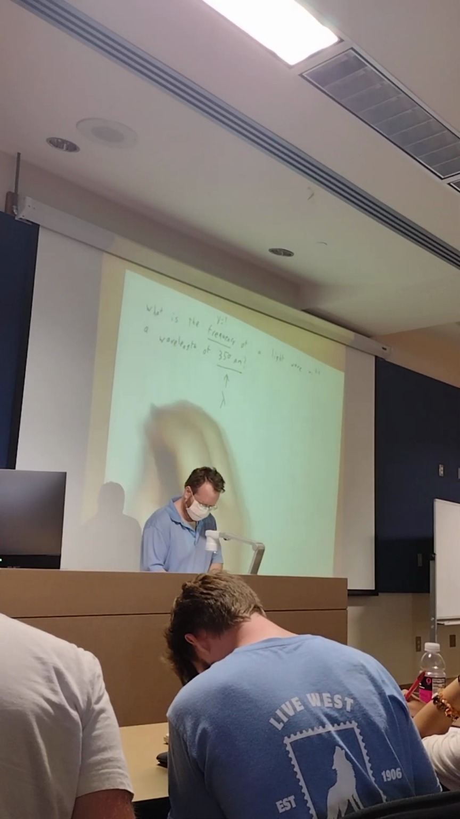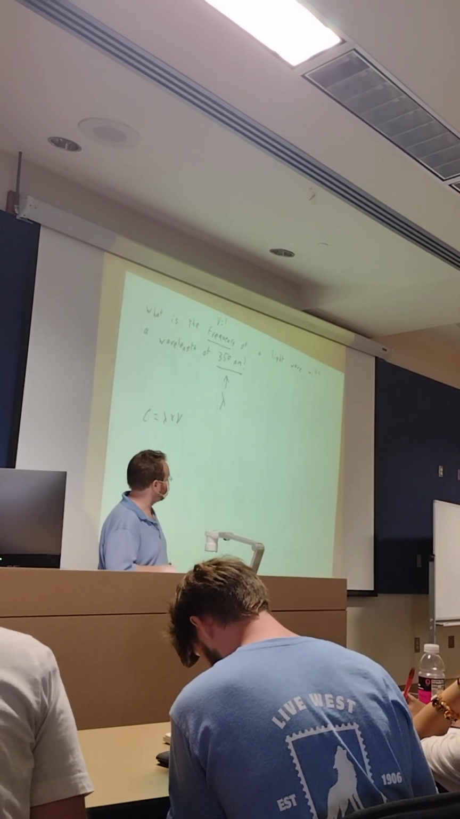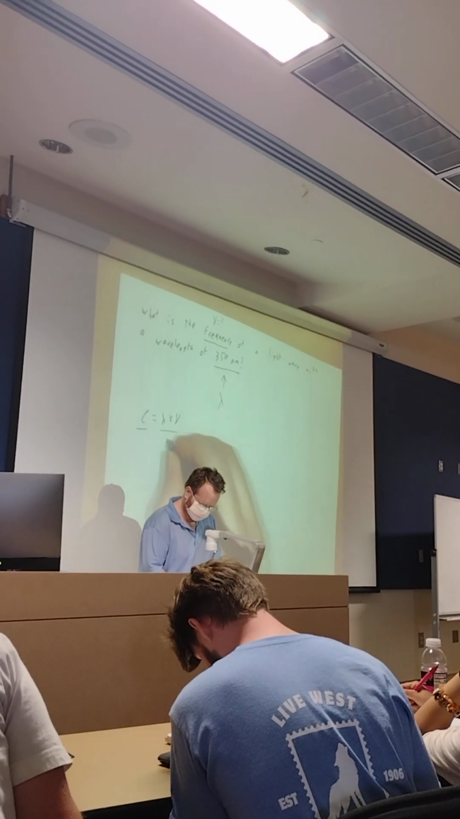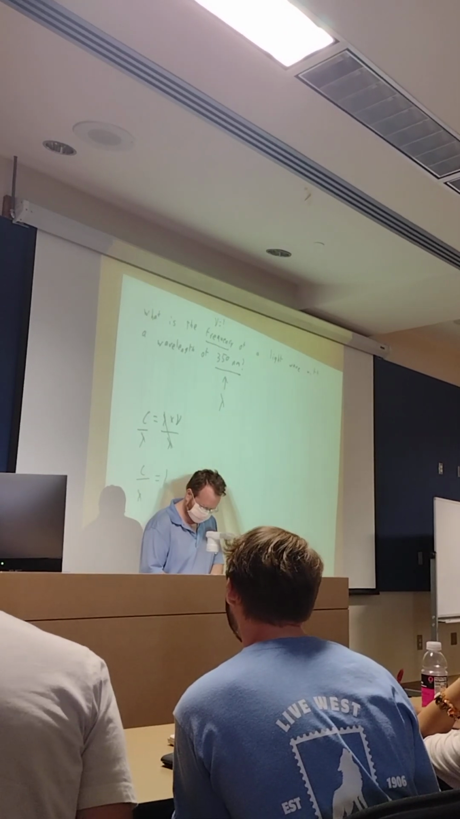So to set this up, I have c equals wavelength times frequency. In this case, I want frequency by itself, so I'm going to divide by wavelength. When I do that, those cancel, and c over wavelength equals frequency.